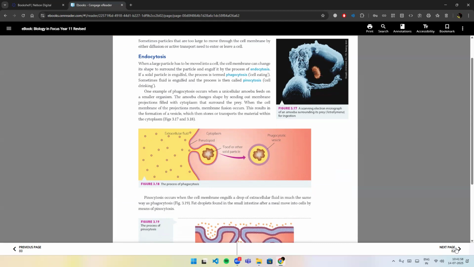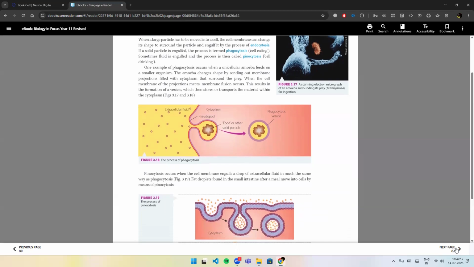Endocytosis. When a large molecule has to be moved into a cell, the cell membrane can change its shape to surround the molecule and engulf it by the process of endocytosis. If a solid particle is engulfed, the process is termed phagocytosis. Sometimes fluid is engulfed and the process is then called pinocytosis.